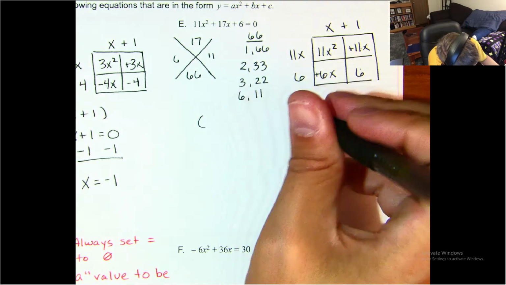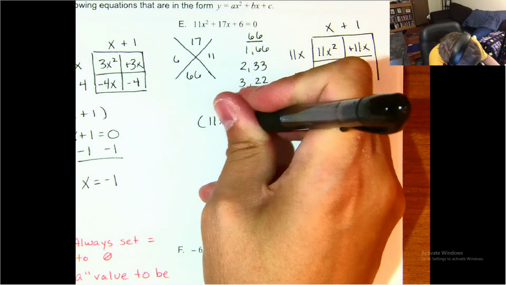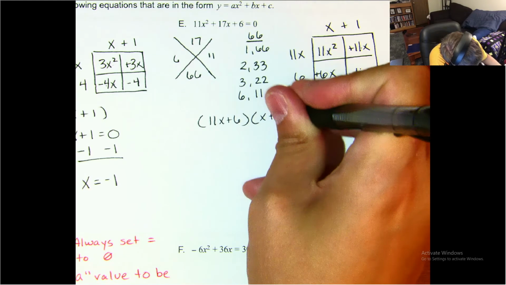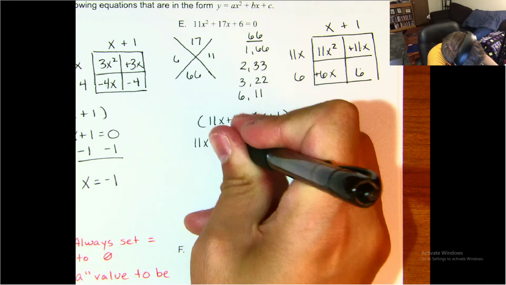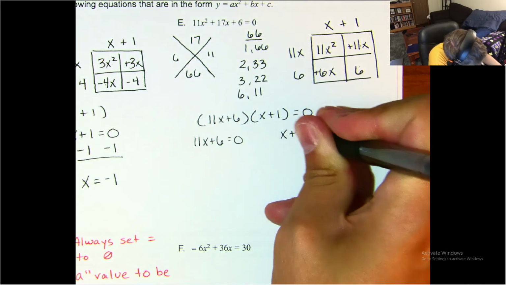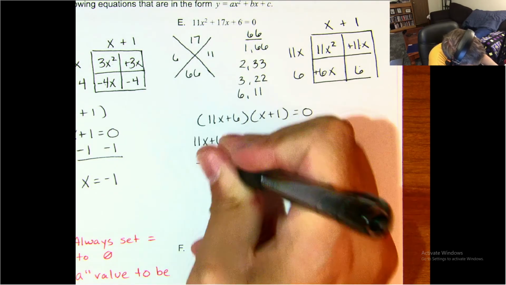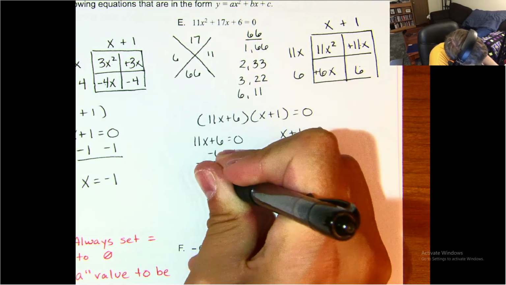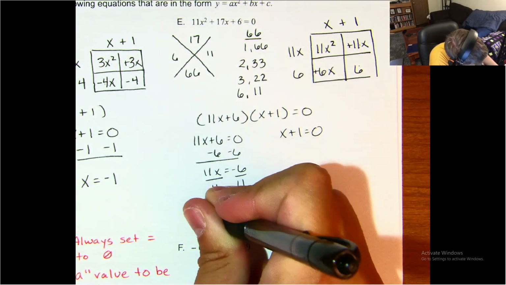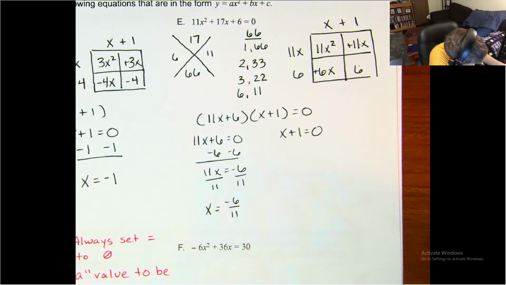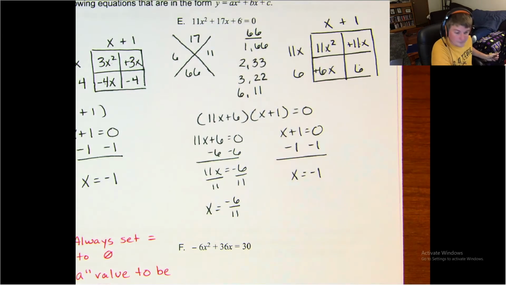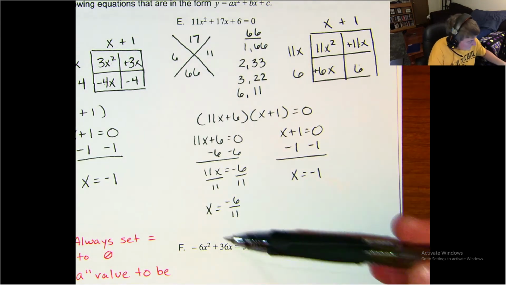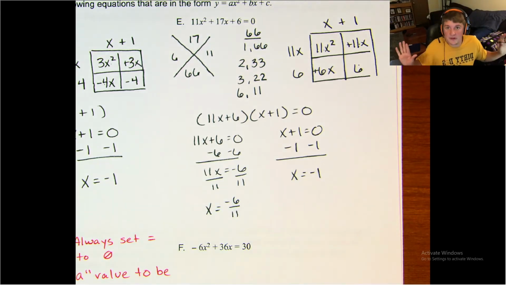So here we're going to have 11x plus 6 times x plus 1 is equal to 0, which means that 11x plus 6 is equal to 0, or x plus 1 is equal to 0. So I can subtract 6, divide by 11 to get x is equal to negative 6/11, and subtract 1 to get x is equal to negative 1. Okay, and again, leave that in fractional form. I just don't want the decimal. Okay, let's do the next one.